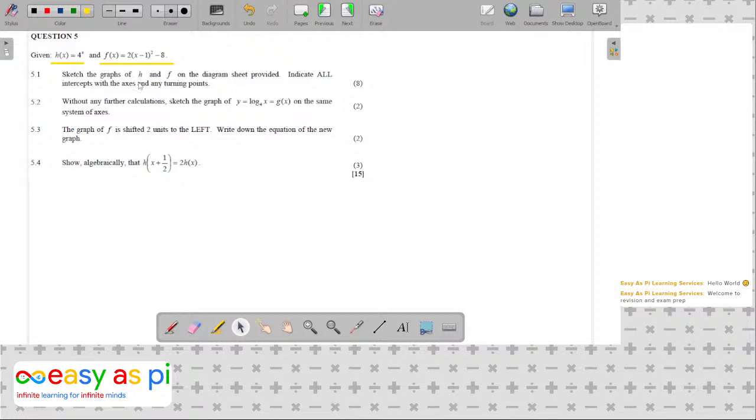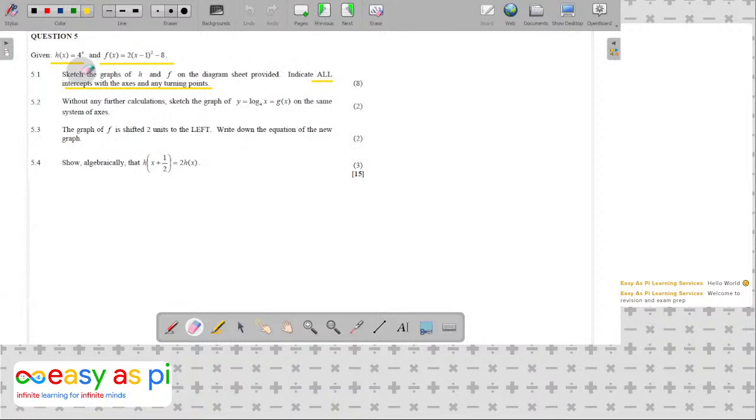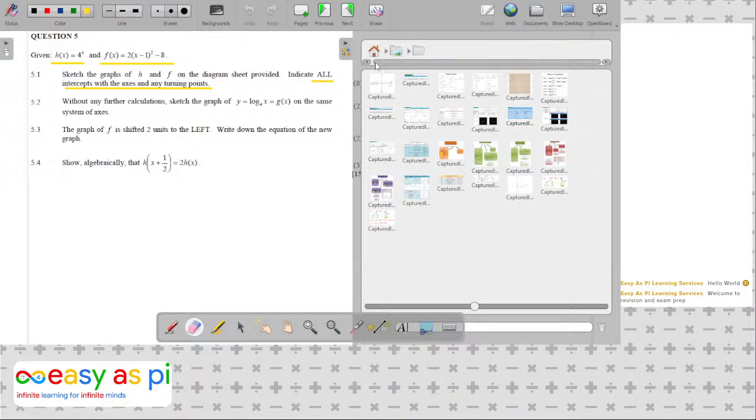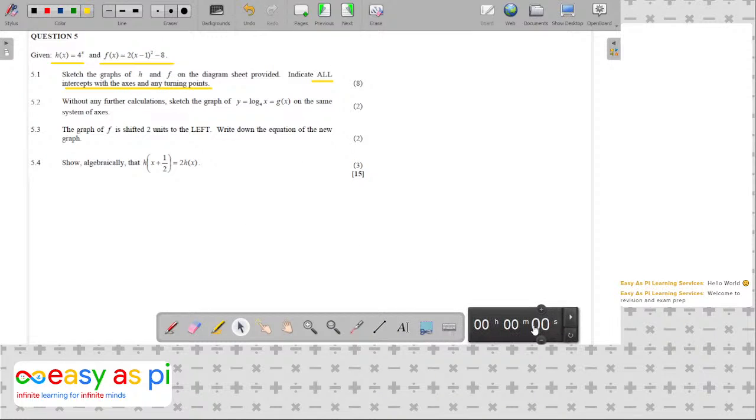They say sketch the graphs of h and f on the diagram sheet provided. Indicate all, so let's write that down. Indicate all intercepts with the axes and the turning points. All right, so they would have given you this graph paper here, and they would have expected you to do this. Now, obviously, we'd like to give you some time to practice, so we're going to do that. Same story. In this case, you'll notice it's an 8-mark question, but I don't think you would need 8 minutes, so I will give you 5 minutes, and let's see how you go along.